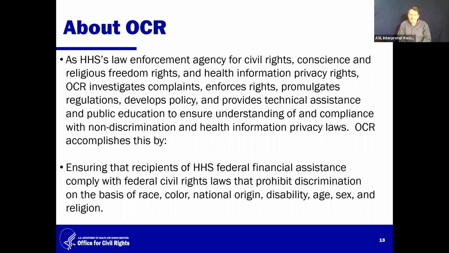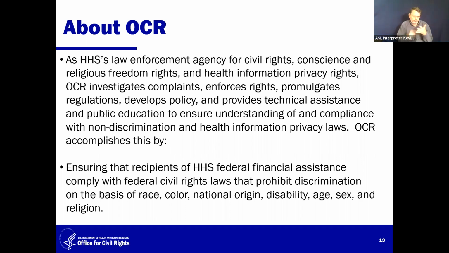Now, as HHS's law enforcement agency for civil rights, conscience and religious freedom rights, and health information privacy rights, OCR investigates complaints, enforces rights, promulgates regulations, develops policies, and provides technical assistance and public education. OCR has three main buckets of work, as I will call them. First, ensuring that recipients of HHS federal financial assistance comply with federal civil rights laws that prohibit discrimination on the basis of race, color, national origin, disability, age, sex, and religion.